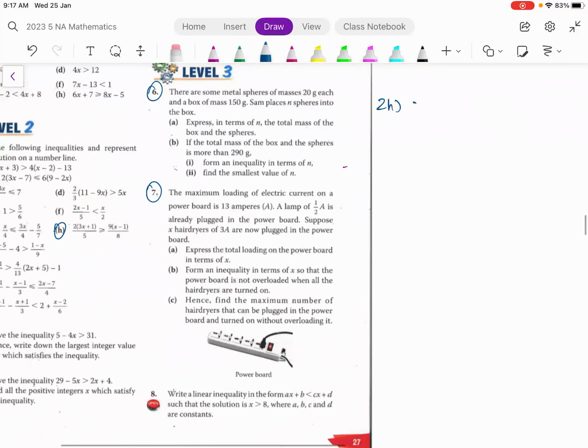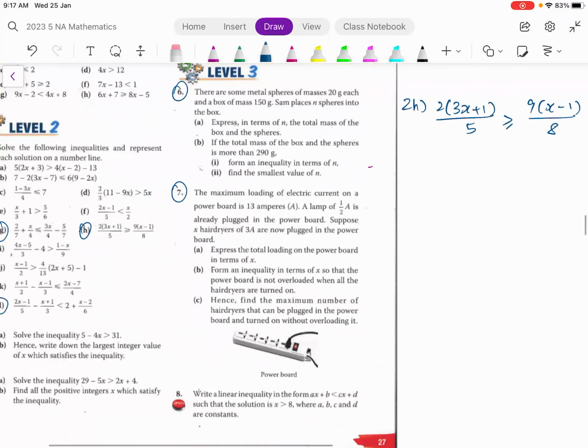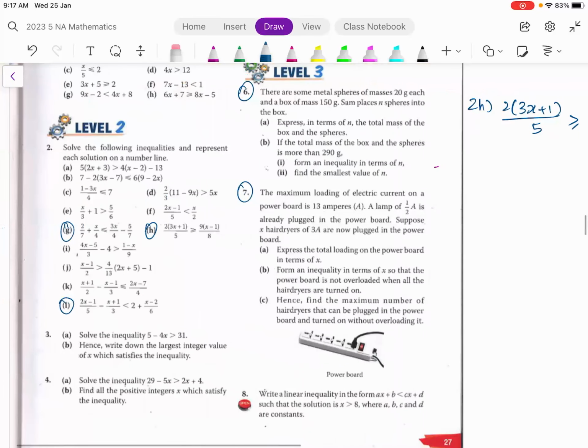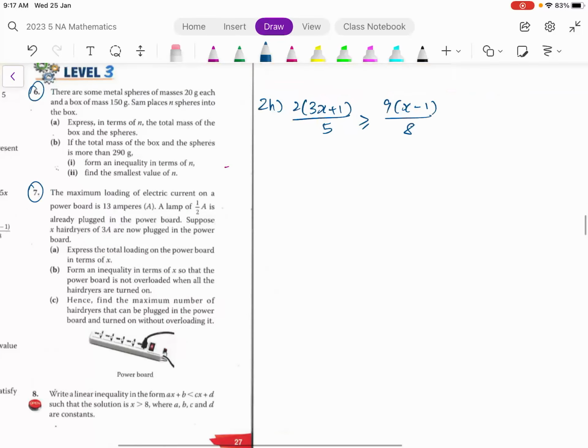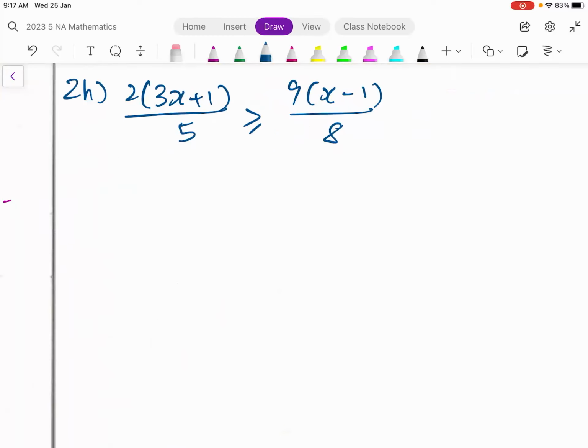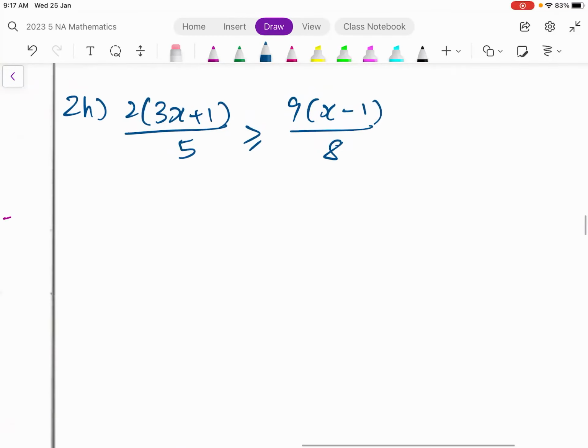2h. 2 times of 3x plus 1 over 5 greater than or equal to 9x minus 1 over 8. Okay, so now solving this. Again, many ways you can start off with, but when I see numerators like this, I want to expand quickly. Taking care that the 2 is multiplied by a positive 1, and then 9 times x, 9 multiplied by a negative 1.